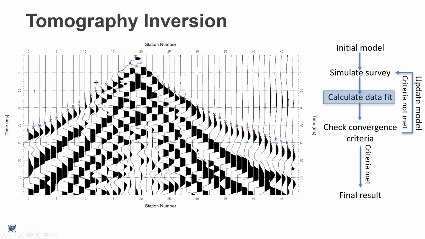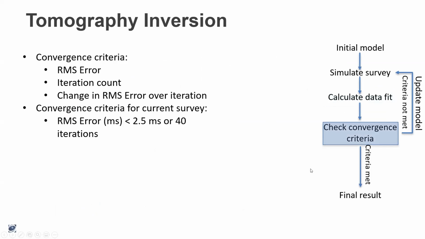Then we calculate the data fit. So what we do is we compare the modeled first arrivals, so that's these blue crosses, with the manually picked first arrivals, that's these red X's. And then from that, we check whether the data has converged.